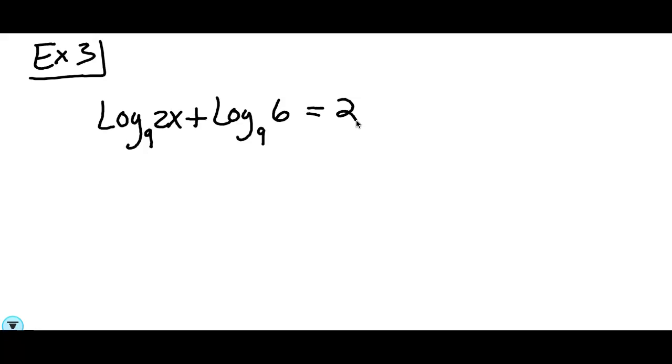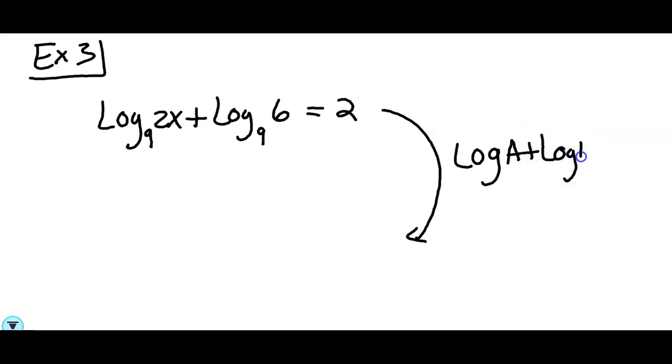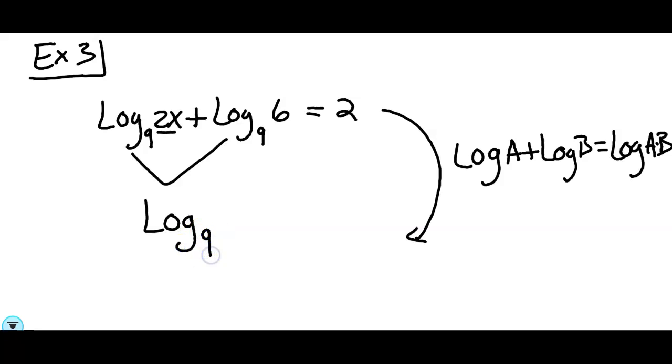But we've learned a property where if we have 2 logs that are being added together, how can I put those 2 logs together? Yep. You can turn them into 1 log if you multiply them, right? So that's what we're going to do. I can combine these 2 logs if I'm willing to multiply those arguments together. So what is 2x times 6? 12x.